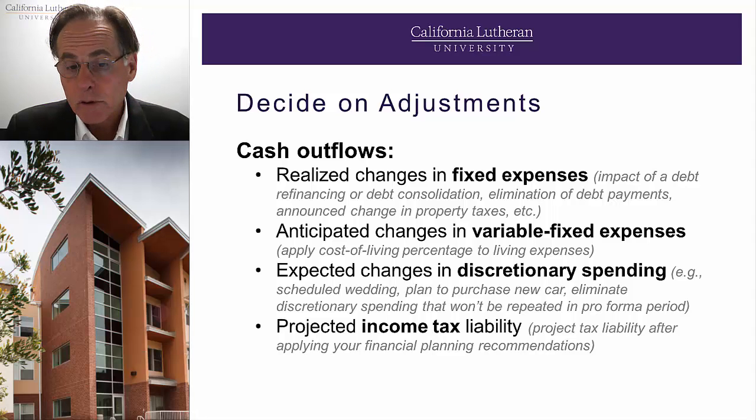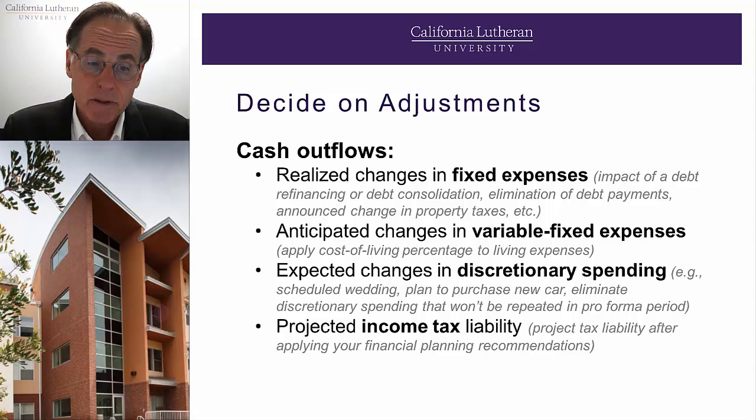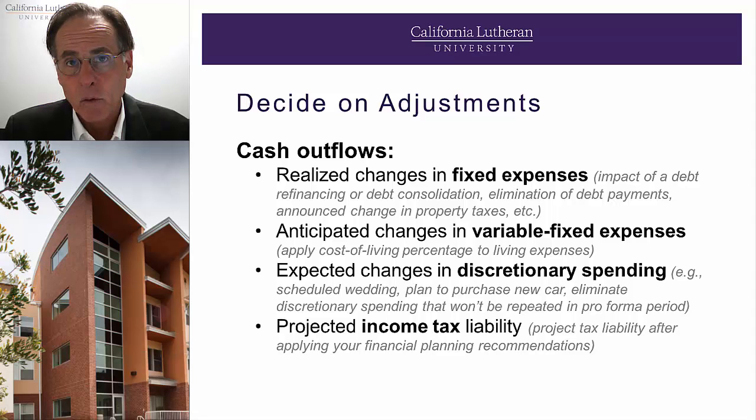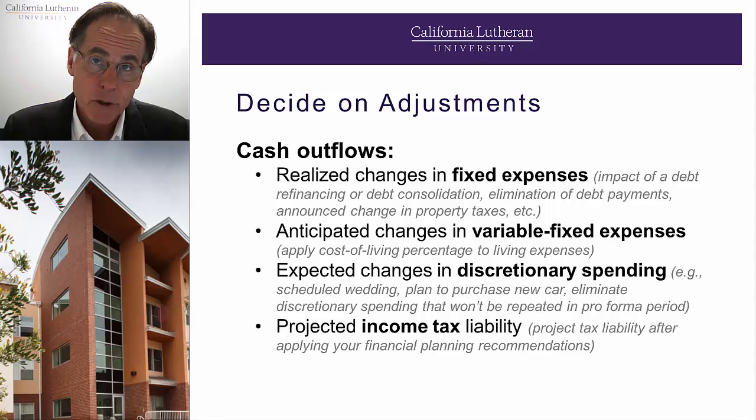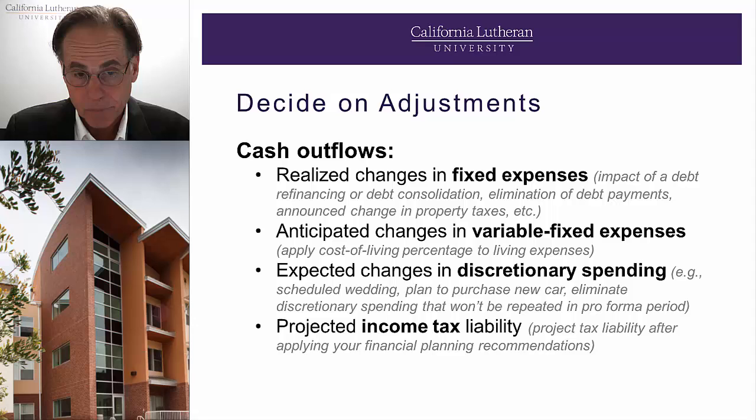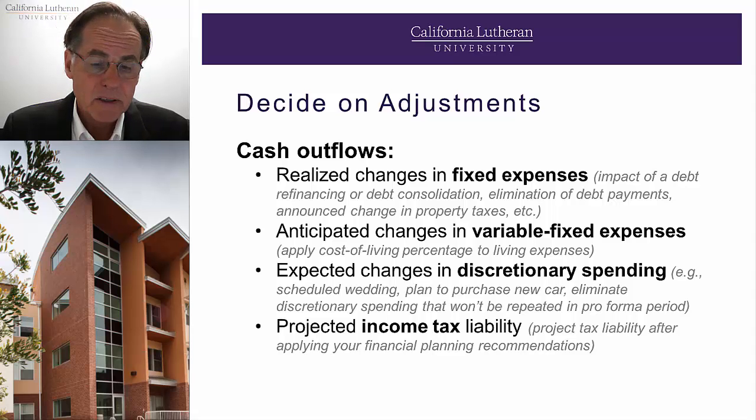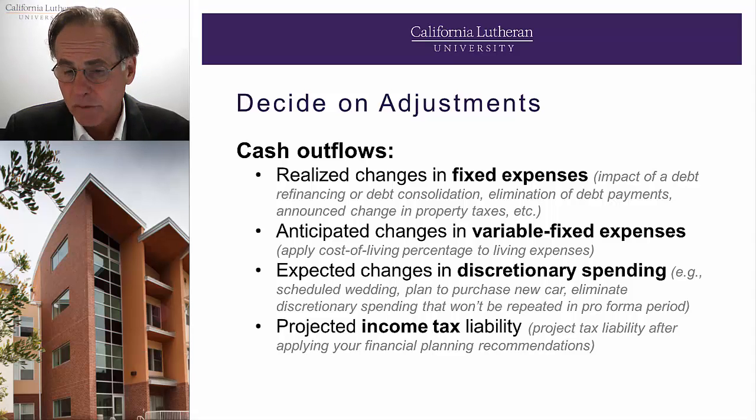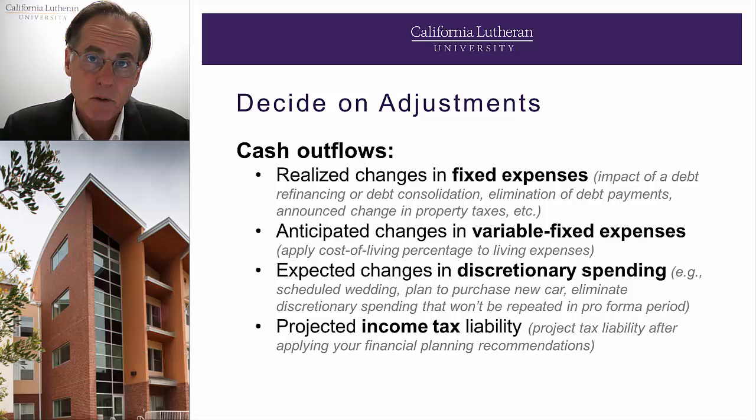Paying off a car loan eliminates that monthly fixed expense. Perhaps the county or city in which your client resides has changed the property tax formula, which will result in a new fixed expense amount. Variable fixed expenses, such as utilities or services, might be adjusted based on the cost of living inflation index.